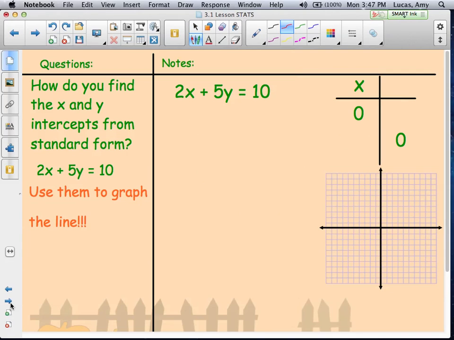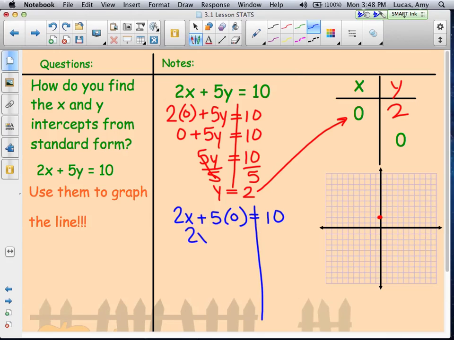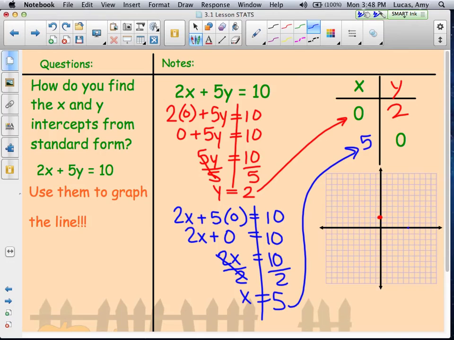Okay, one more like that. Put the 0 for x, and solve. 2 times 0 is 0, plus 5y is just 5y, divided by 5, and y equals 2. So my y-intercept is (0, 2). Now my x-intercept, I'm going to put the 0 where the y is, and solve. 5 times 0 is 0. 2x plus 0 is just 2x. So divide. 10 divided by 2. x equals 5. So (5, 0). On the x-axis, 5. (5, 0). Draw your line. Just like that.